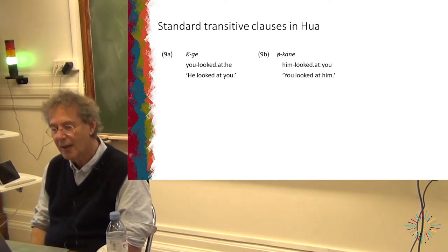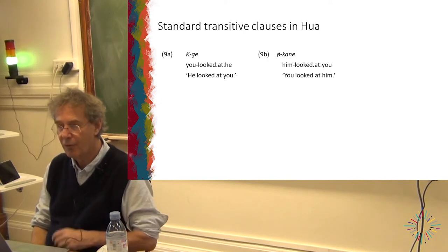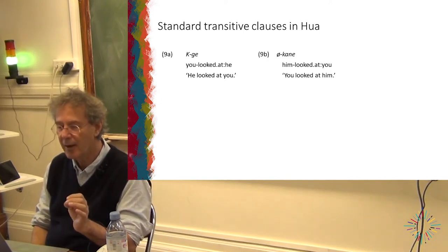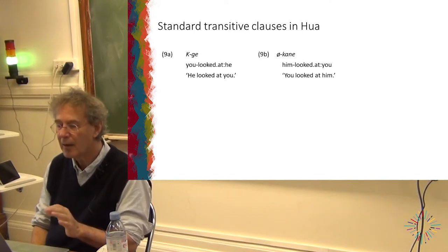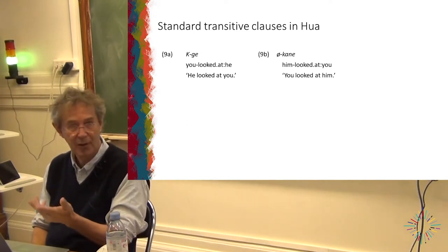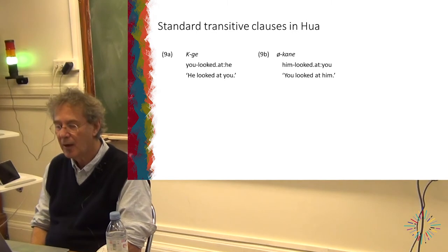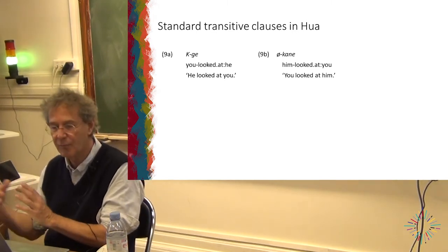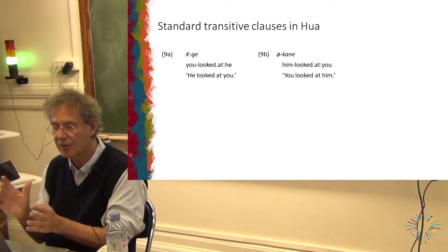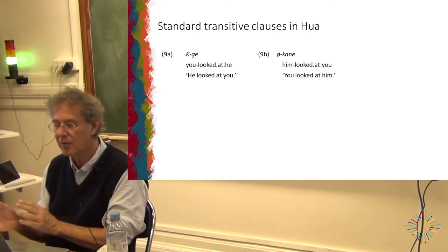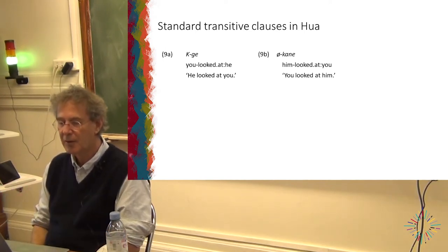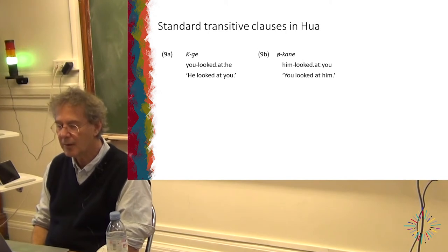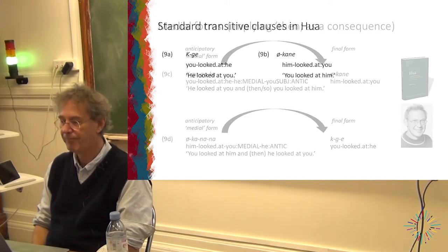So he looked at you, the first part, so in 9a, the k, which is you, that's the object, right? And in 9b, the third singular is a zero object. And then it's a sort of suppletive verb incorporating a subject. So ge is he looked at, and gane is you looked at. Right? So kage is he looked at you, and gane is you looked at him.